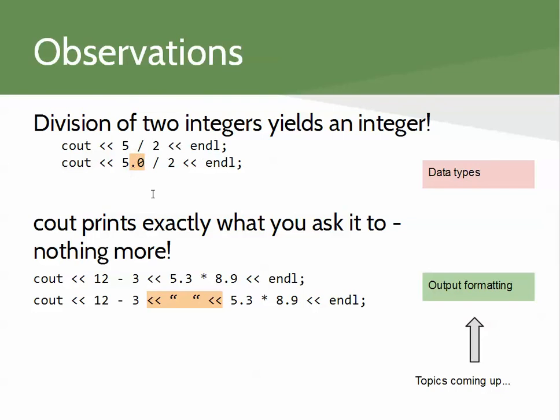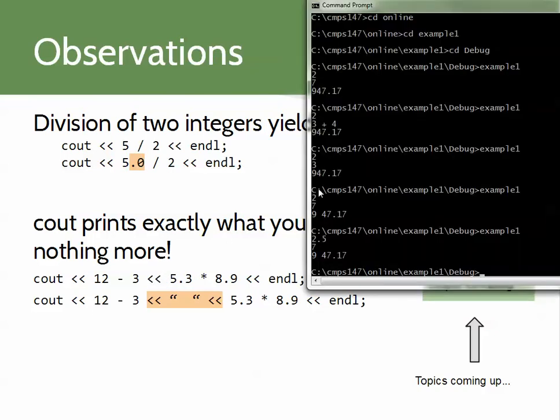The other thing to remember when we're dealing with outputting data out to the console is that we will only print out exactly what we tell cout to print out. So if we try to print out 2 answers right back to back like this, when we print out 12 minus 3 followed by another insertion operator and then 5.3 times 8.9, the 2 answers will appear side by side. Right? And we saw, if we go back over to the console, we saw that 947.17 come out.